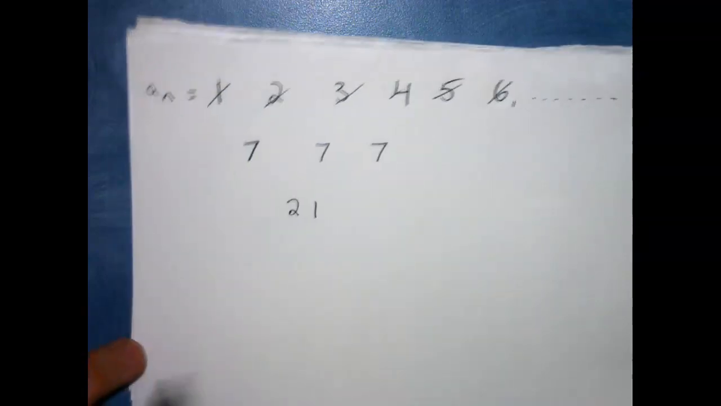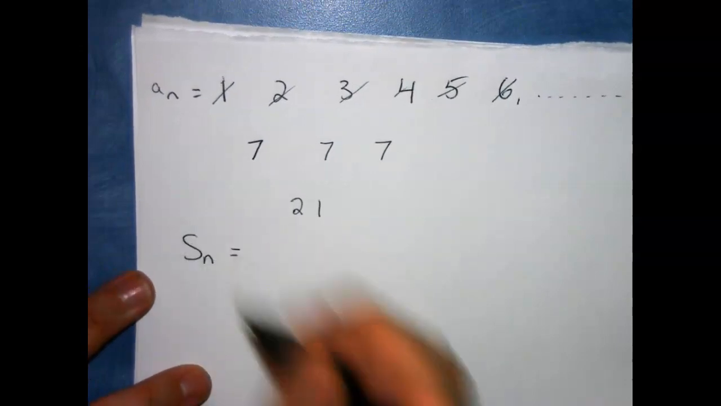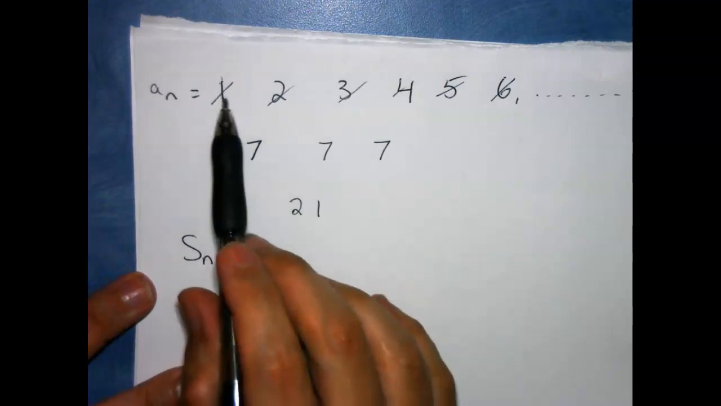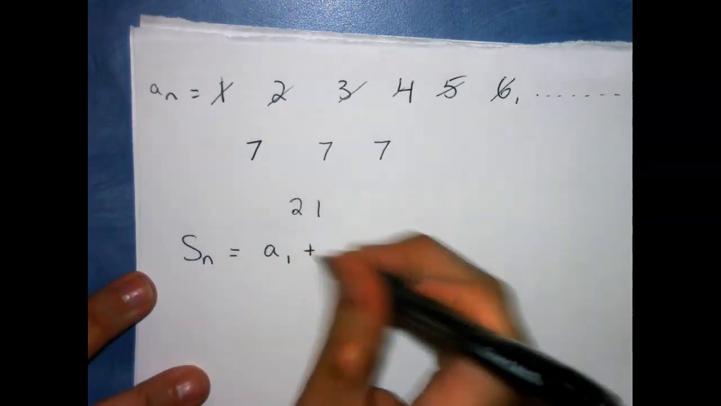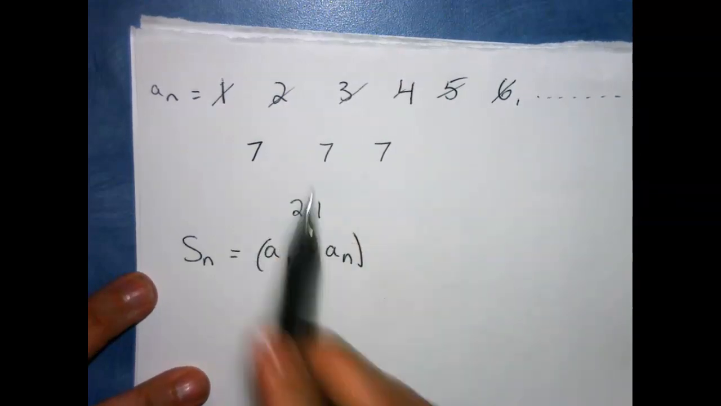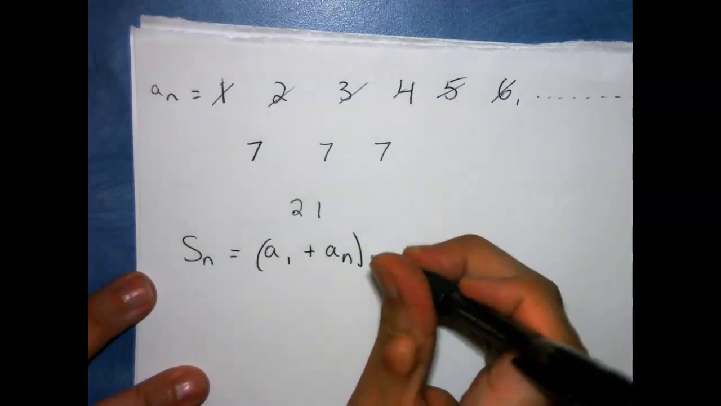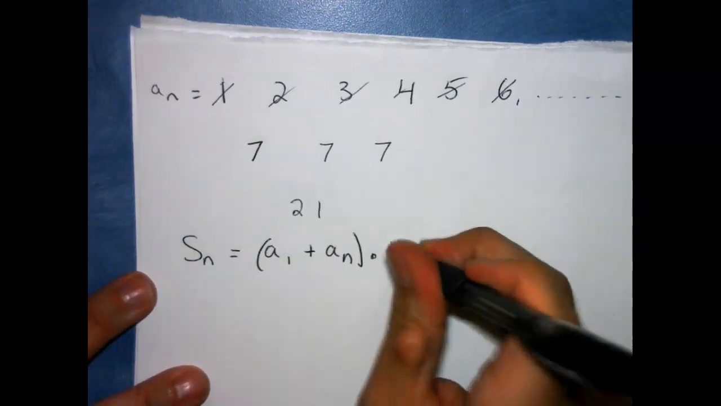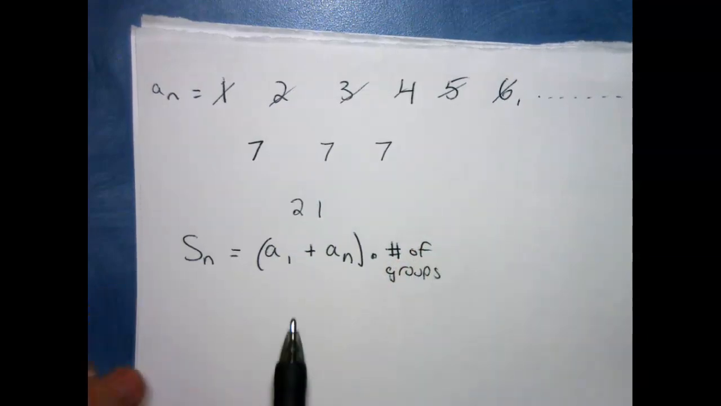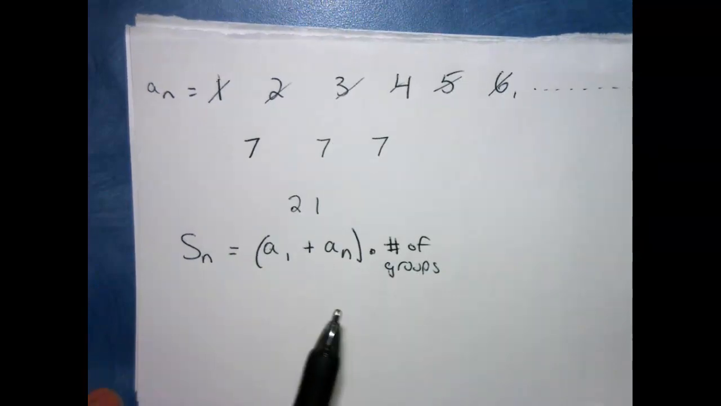So the way I'm going to go about it when I'm trying to find that sum, so the series of this, okay, I'll take the first term, whatever this term is, add to it whatever that last term is. Okay, so that's going to be my pairs. That's like the 6 plus 1 to give me 7. And then I've got to times it by the number of groups. Okay, so it's the first term plus the last term times the number of groups.